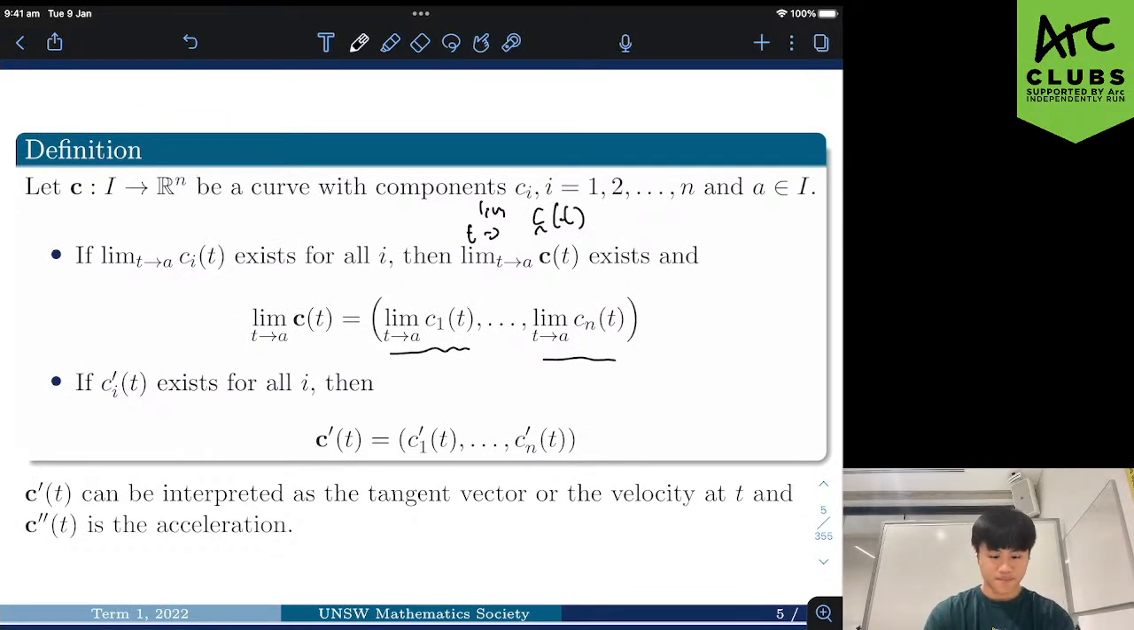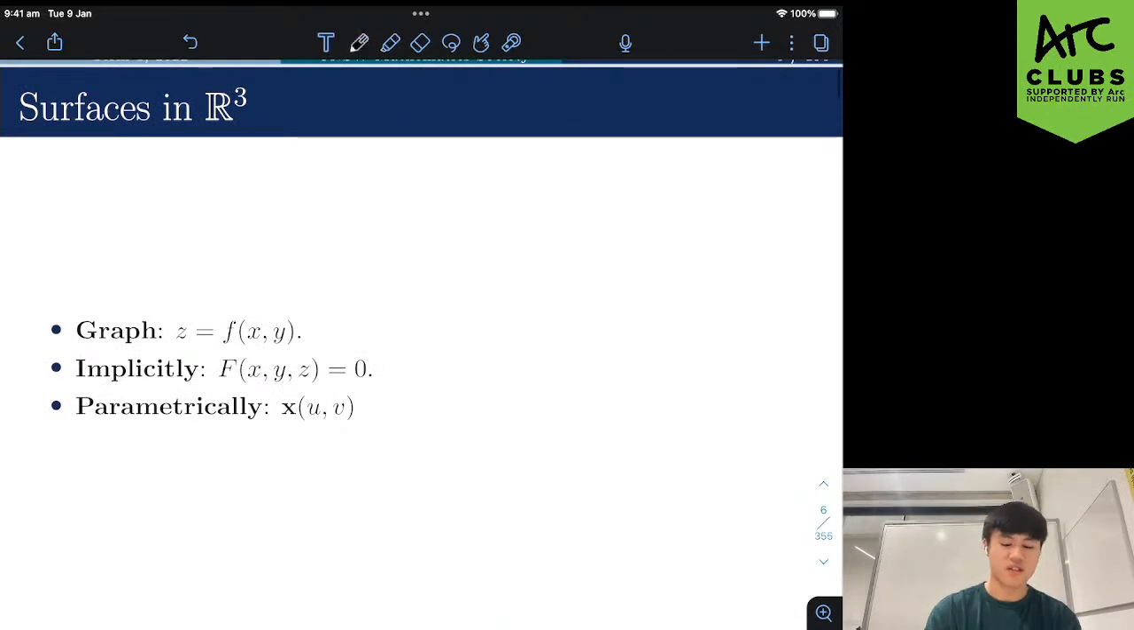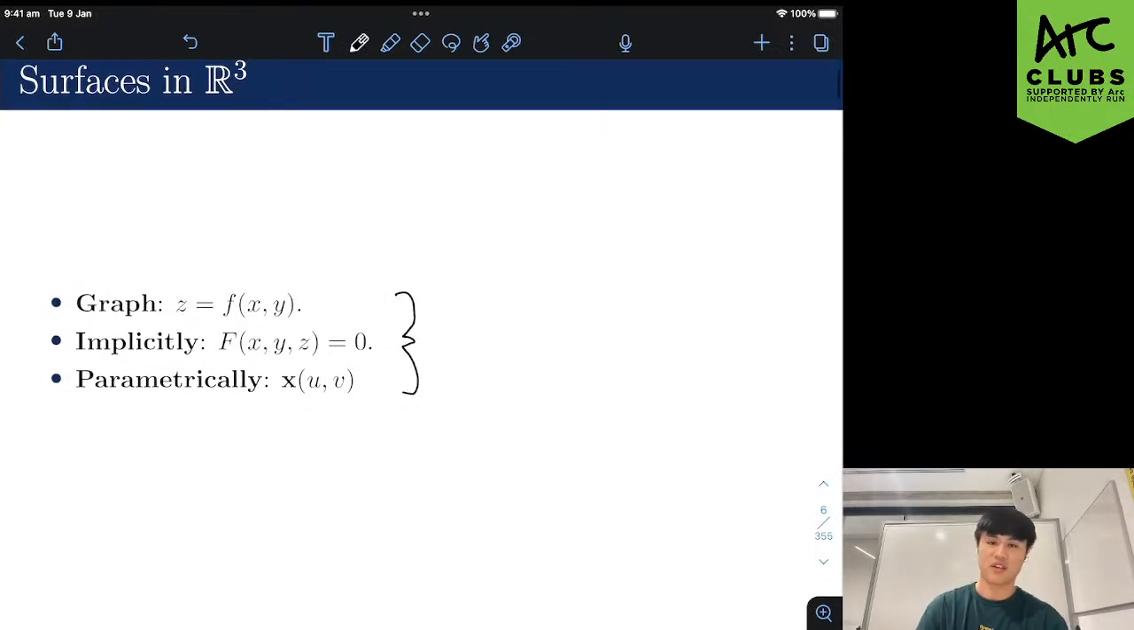What's more interesting is how we can interpret this and what we can make out of it. The first derivative, c dash of t, is the tangent vector, and it's also the velocity at t, if c of t gives you the position. People that do physics should know this, and based on first year maths as well. In a similar sense, the second derivative gives you the acceleration. Also, there are three different ways we can represent a curve. You should be comfortable with this as well. There's a graph, implicitly, as well as parametrically.